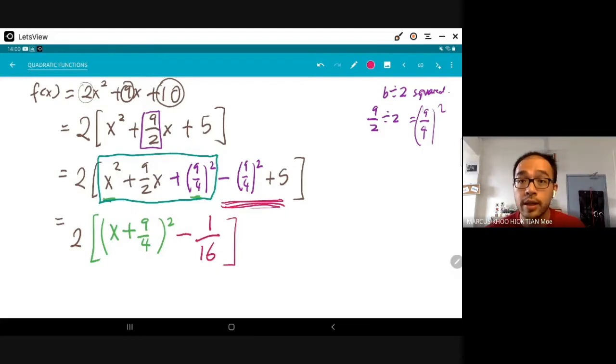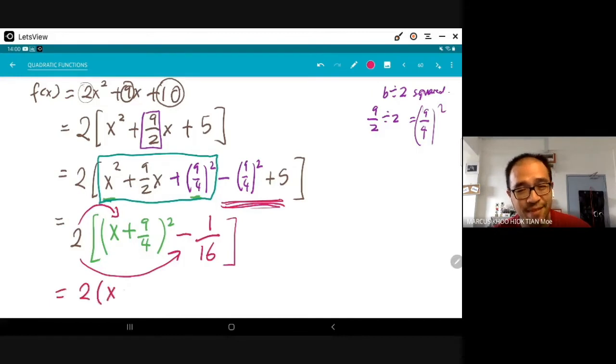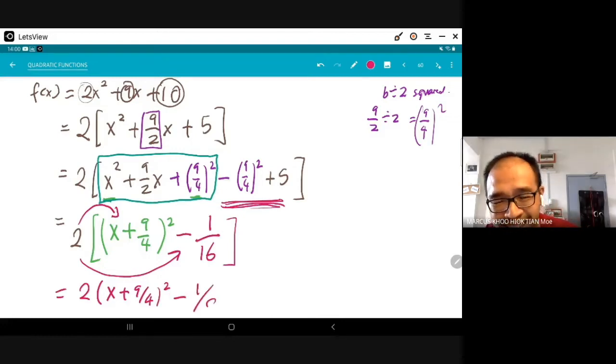Okay, then what's the next step? 2 itu kasih darab masuk. 2 darab dengan kurungan, 2 darab dengan ini. Tapi itu kurungan jangan sentuh. Don't touch the bracket. Leave it alone. So what you will get is 2 times x plus 9/4 squared minus 1/8. Sorry.